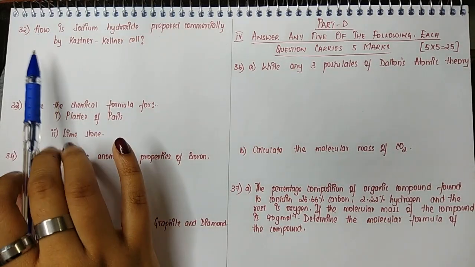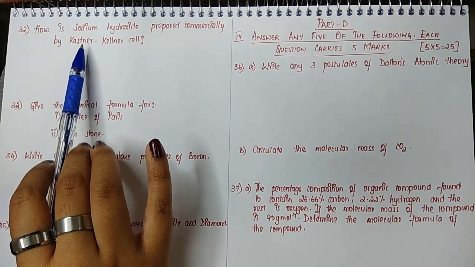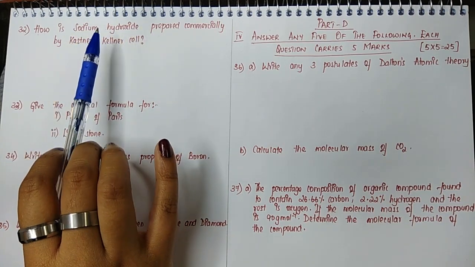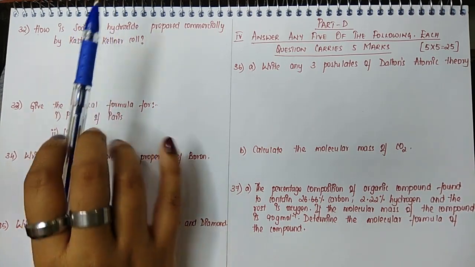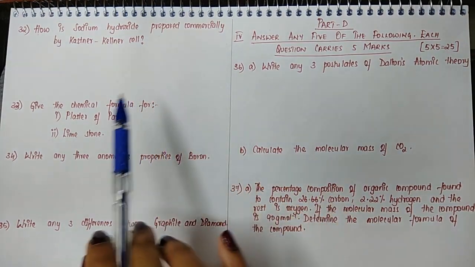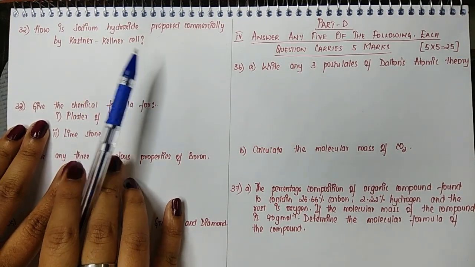Now the next 3 marker is a 30-second question. How is sodium hydroxide prepared commercially by Kastner-Kellner cell? So this is an important one in the S block chapter. Along with the Solvay's process is also another question that's really important. Any one will be there in the question paper. So in this model paper they have given for Kastner-Kellner cell. So it's only a 3 marker.